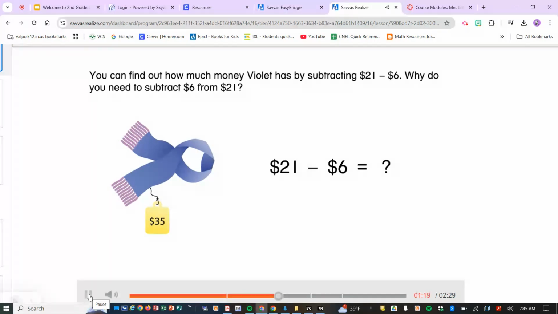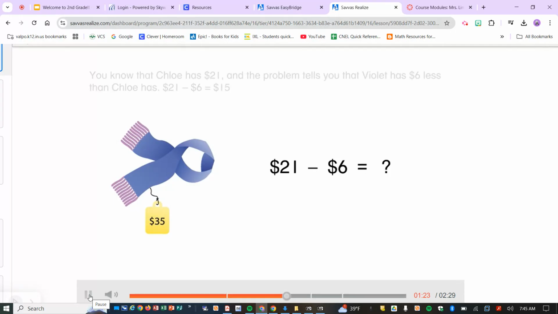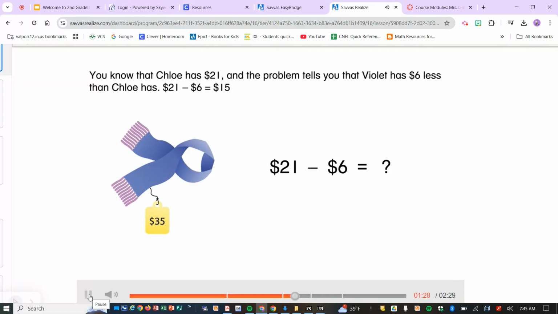Why do you need to subtract $6 from $21? Because her sister has $6 less than she does. So we would take the 21 that she has, subtract the 6, and find the difference. You know that Chloe has $21, and the problem tells you that Violet has $6 less than Chloe has. $21 minus $6 is equal to $15.